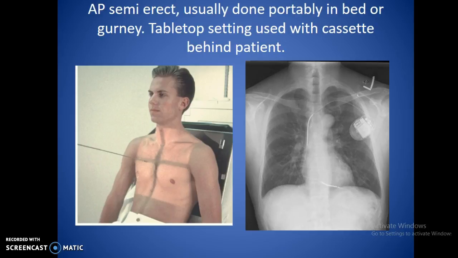This is an AP semi-erect, usually done portably or in bed or during tabletop sitting, using the cassette behind the patient. So you'll be doing plenty of portables. We'll have our own separate portable demonstration when we get into the lab classes. It should look very similar to your PA and lateral films though.